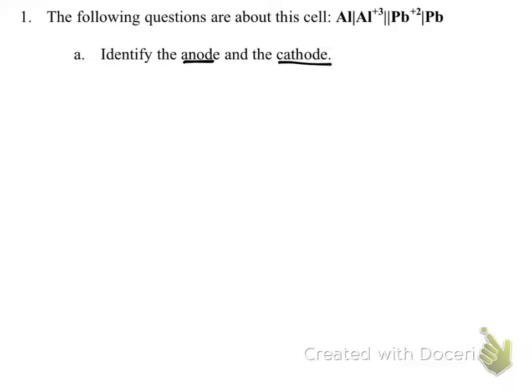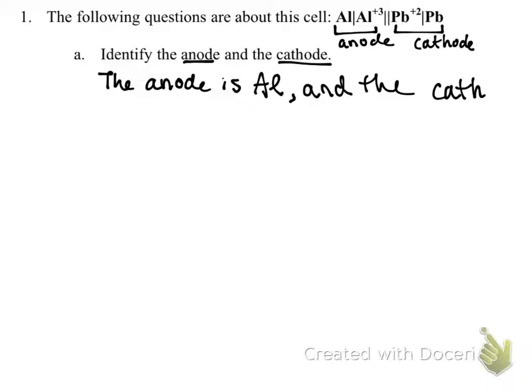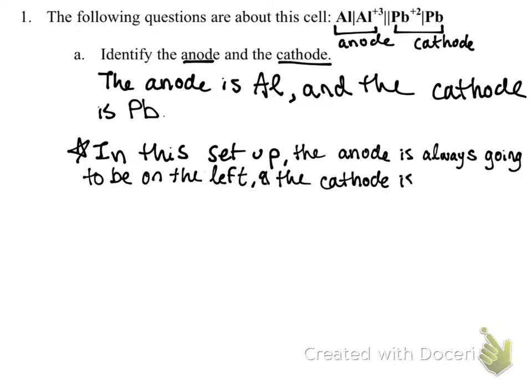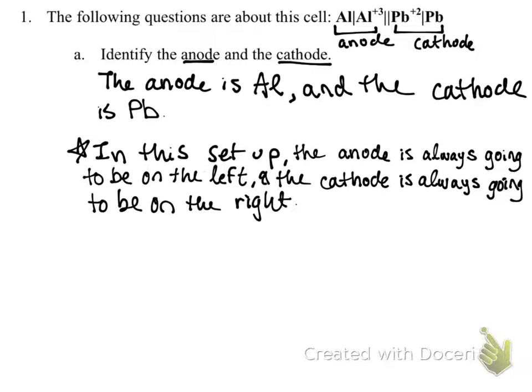Now, looking at the first question, this really isn't too hard because it's written in a format called cell diagram form. So because of this, we know that aluminum is the anode and lead is the cathode. And we know this because the anode is always going to be on the left and the cathode is always going to be on the right in this cell diagram format, which makes these kinds of problems really easy if they give it to you like this.